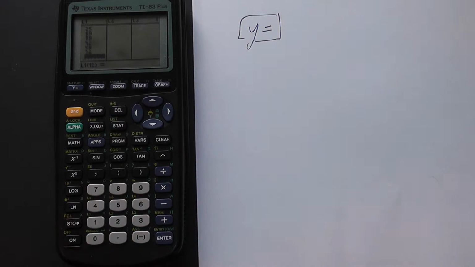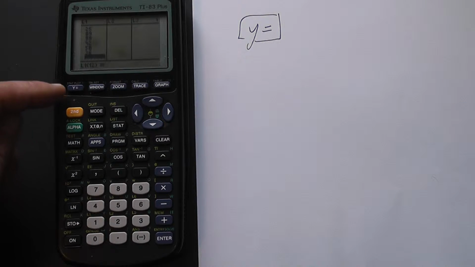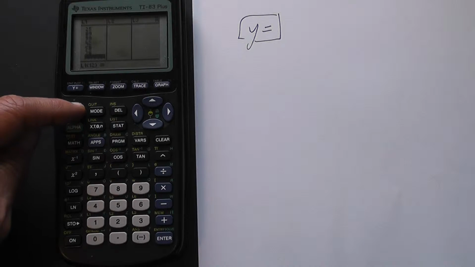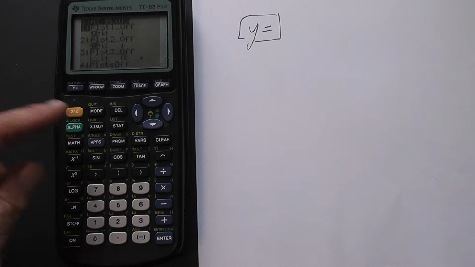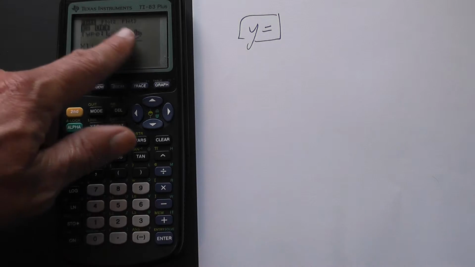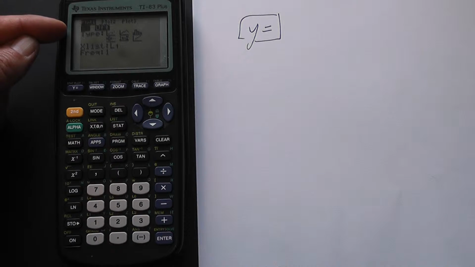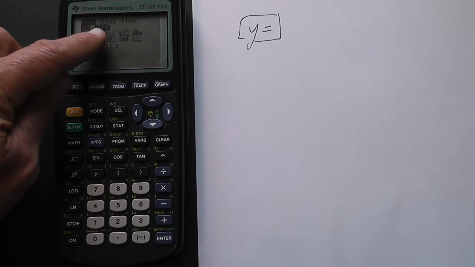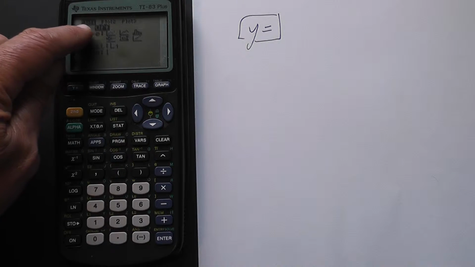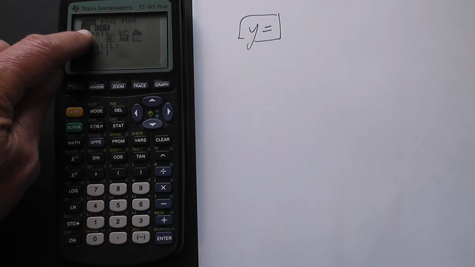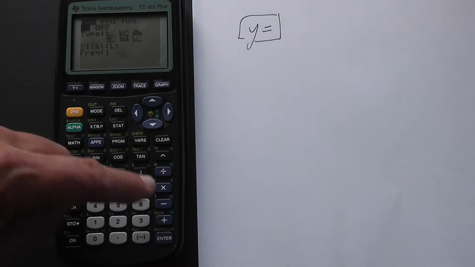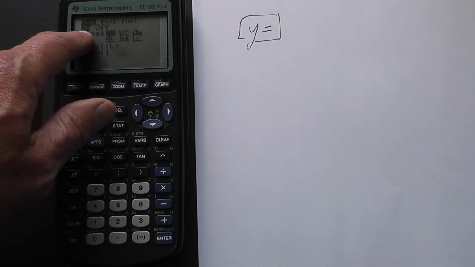Alright, now we want to do the actual box plot. So you're going to hit second, stat plot again. Hit enter. Now I want to actually graph this, so I'm going to go from off to on. I get the cursor blinking over the on, and I'm going to hit enter. If you notice, that's highlighted.